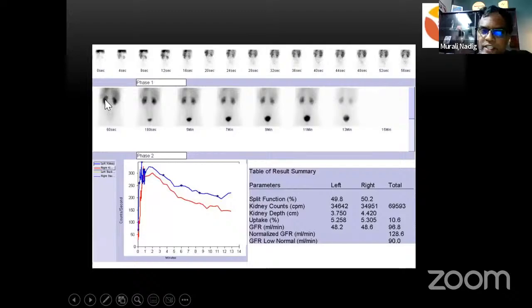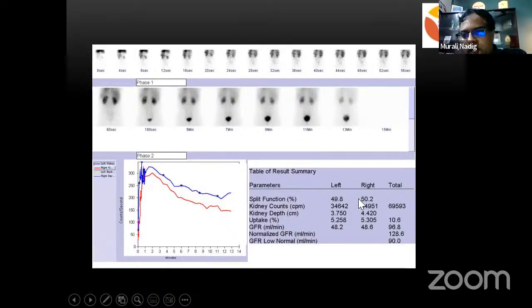Here what happens is we draw a region of interest around the kidney and also a region of interest on the background away from the kidney, and the machine calculates automatically, based on the renogram curve, renal depth and uptake fraction. It automatically calculates split function.